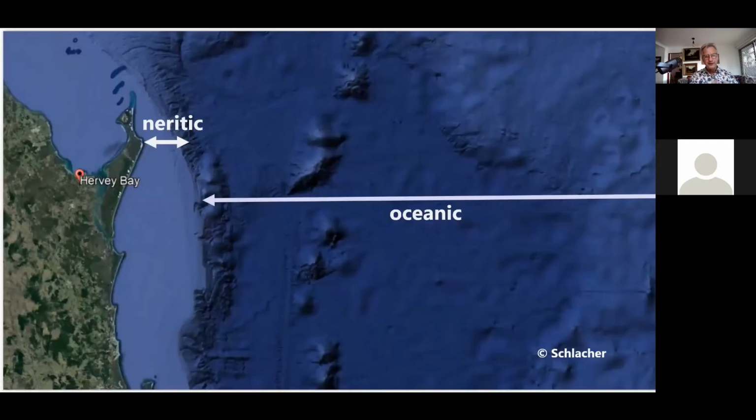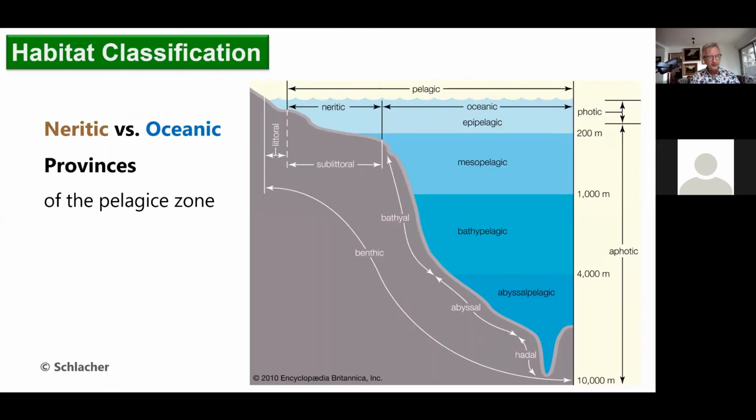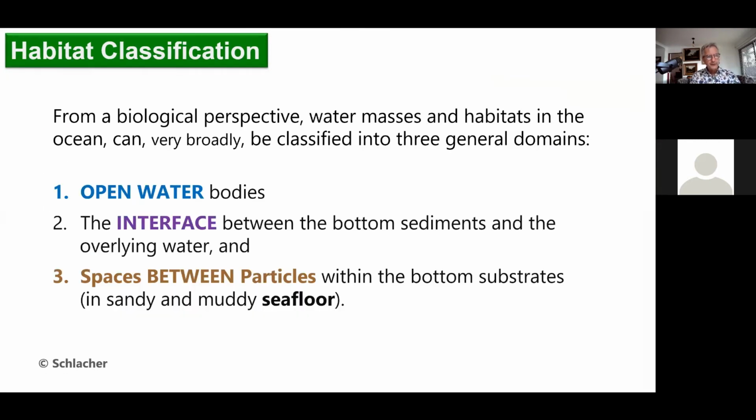So this is basically the terms when you hear about neritic and oceanic. They are distinguished by the position to the shelf break. Now, essentially, if you classify marine life, you only have 3 different types of habitats. You get stuff which swims or drifts in the water, so it's basically habitats in the open water bodies.